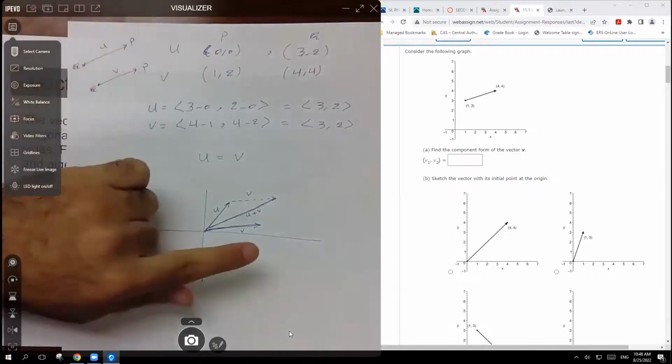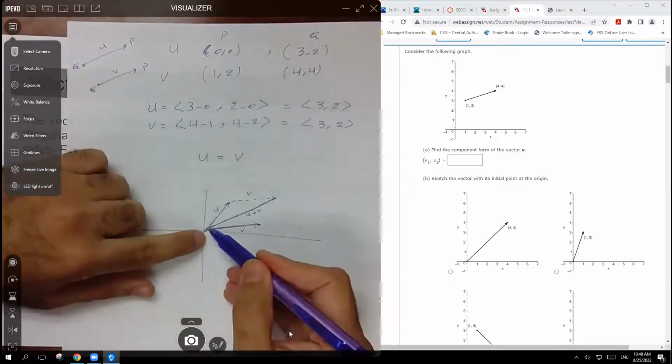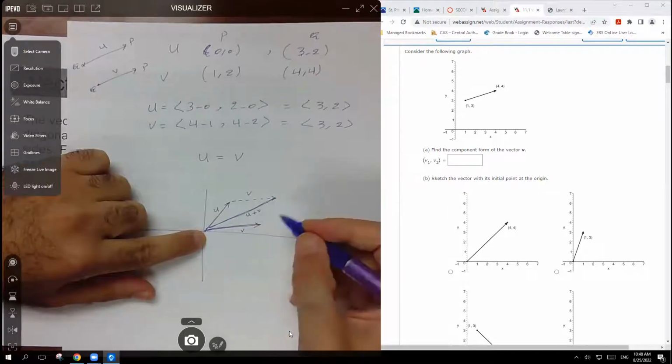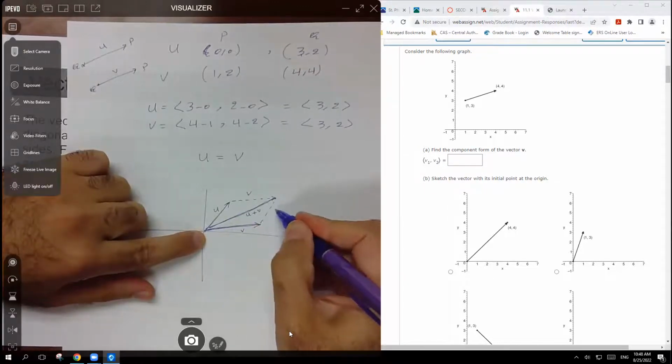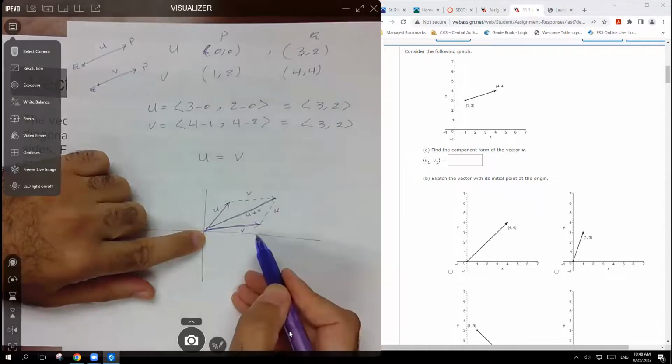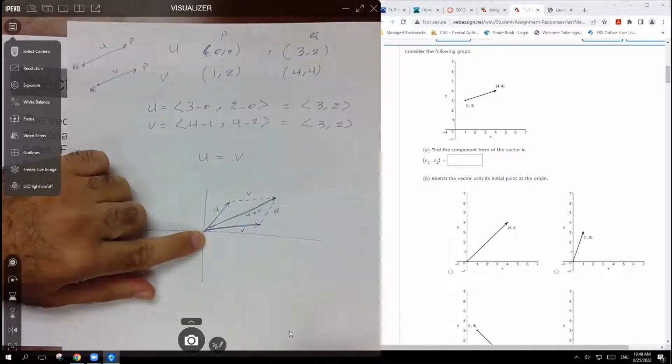The same thing, if you fix V, you're going to move U here. So this one is going to be U. You see, U plus V is going to be exactly the same line. You got it?